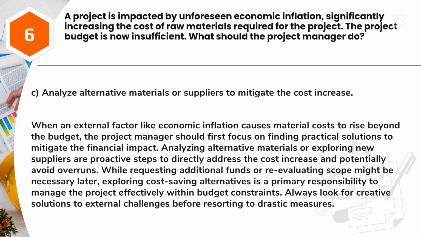Answer: C. Analyze alternative materials or suppliers to mitigate the cost increase. When an external factor like economic inflation causes material costs to rise beyond the budget, the project manager should first focus on finding practical solutions to mitigate the financial impact. Analyzing alternative materials or exploring new suppliers are proactive steps to directly address the cost increase and potentially avoid overruns.